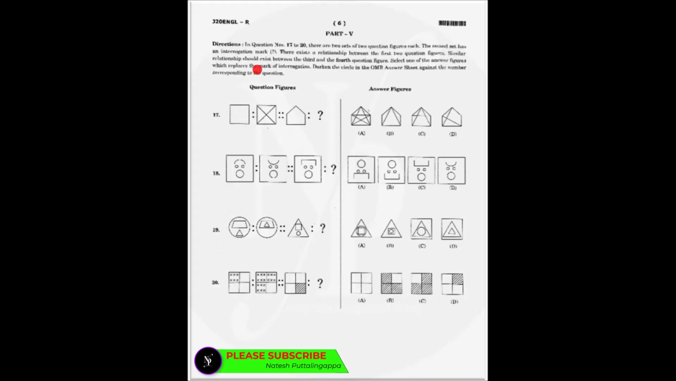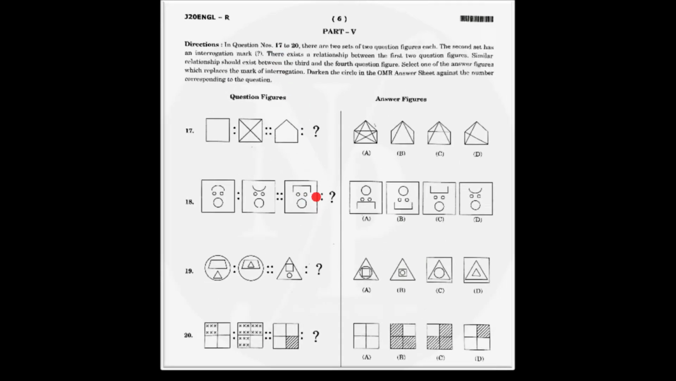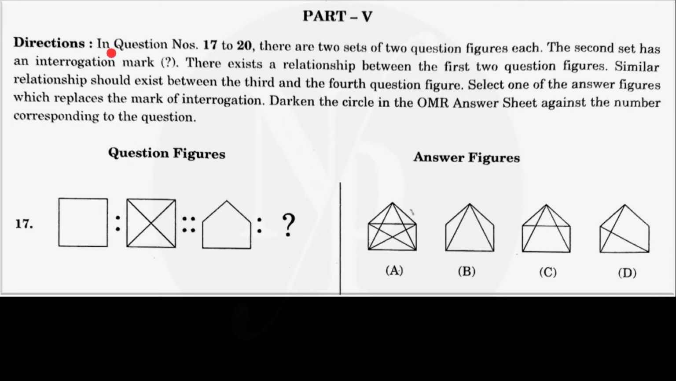There are some directions governing these questions. Let us read them and solve these questions one by one. Directions. In question numbers 17 to 20, there are 2 sets of 2 question figures each. The second set has an interrogation mark. There exists a relationship between the first 2 question figures. Similar relationship should exist between the third and the fourth question figure. Select one of the answer figures which replaces the mark of interrogation. Darken the circle in the OMR answer sheet against the number corresponding to the question.